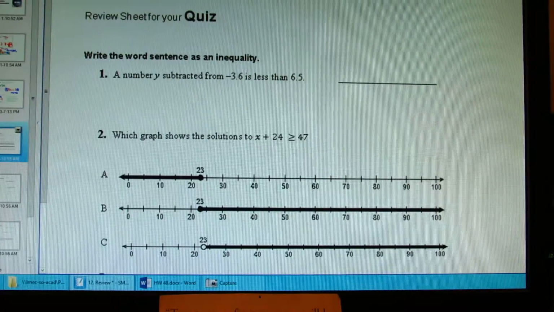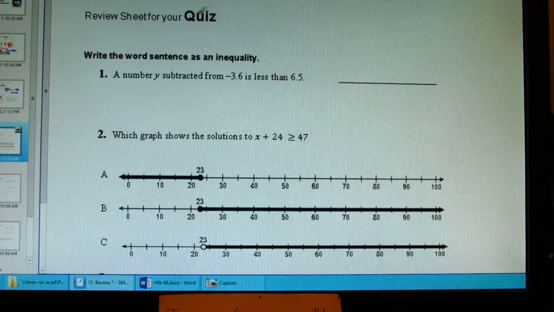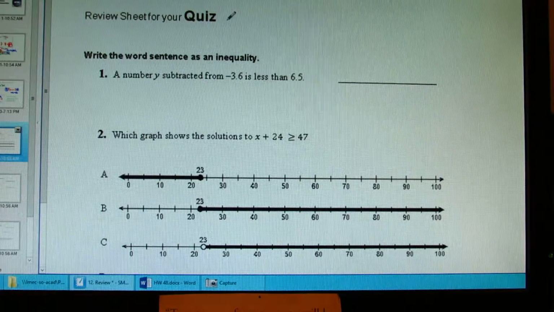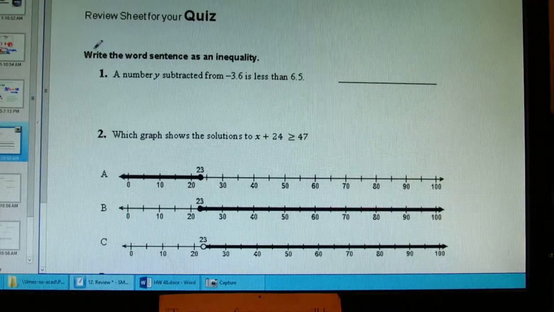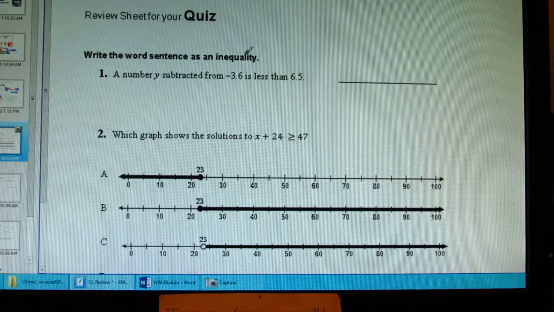Let's get us started on this review sheet for your quiz. Your quiz is going to be literally as soon as we're done with this worksheet. So let's get started. Write the word sentence as an inequality.